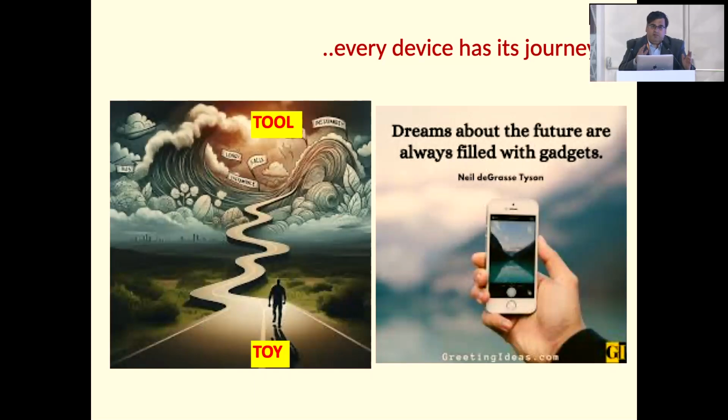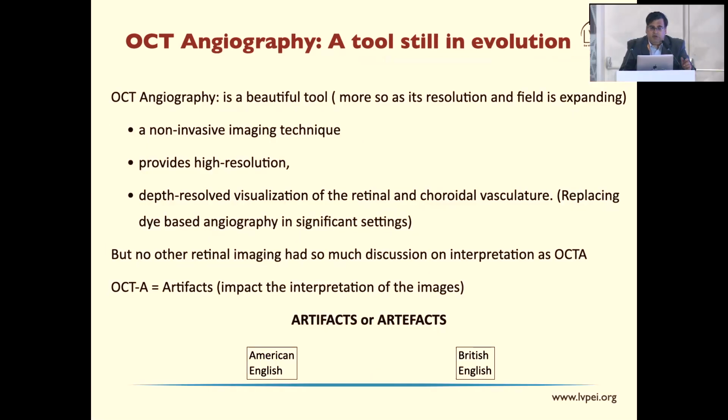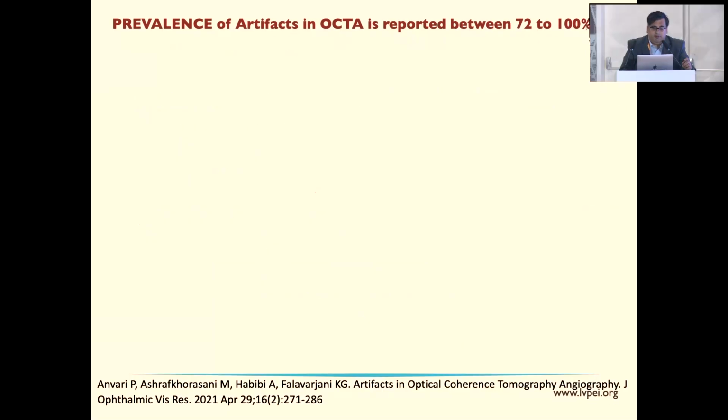But in this phase of becoming a tool from a toy, it is still showing some of its tantrums, and these tantrums we have to understand and try to manage. This is what my talk is going to be focusing on. So as we said, it's a tool in evolution. It is a beautiful tool. We are learning a lot as we are doing more and more OCT angiographies. It gives us beautiful non-invasive images at high resolution, depth resolved, and no other tool can give us such a wealth of information. The only thing is we need to tackle it the way it is presented and correctly interpret it.